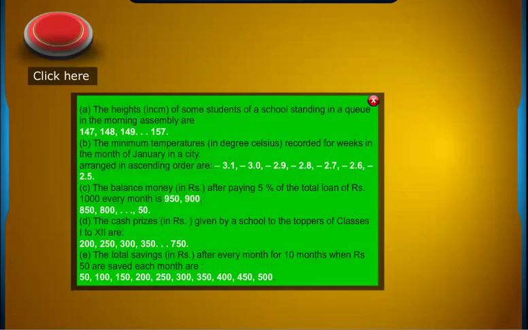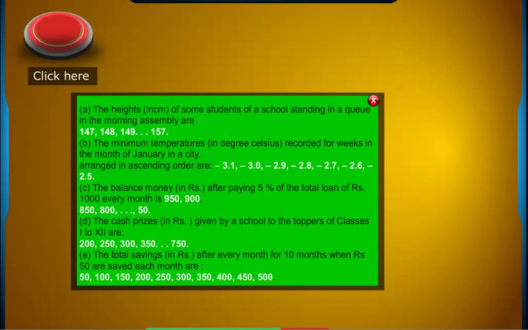A. The heights in centimeters of some students of a school standing in a queue in the morning assembly are 147, 148, 149, up to 157. B. The minimum temperatures in degrees Celsius recorded for seven weeks in the month of January in a city, arranged in ascending order, are -3.1, -3.0, -2.9, -2.8, -2.7, -2.6, -2.5.